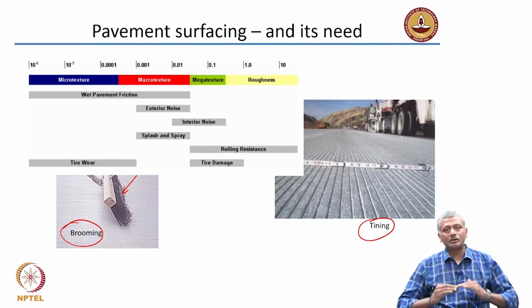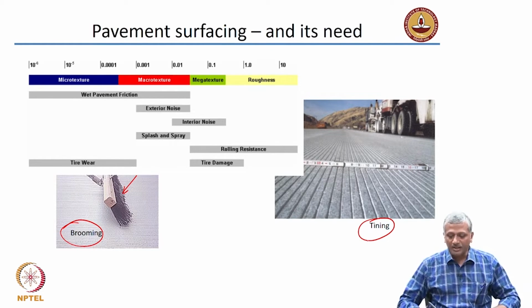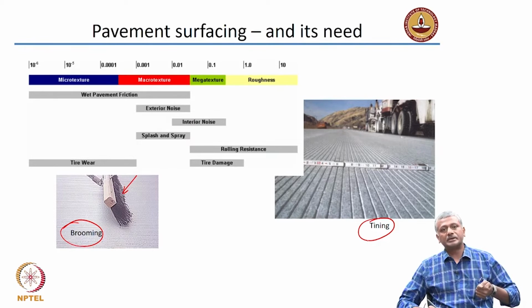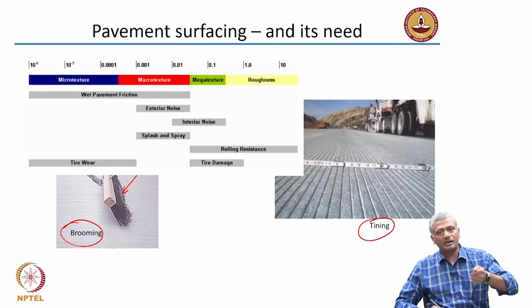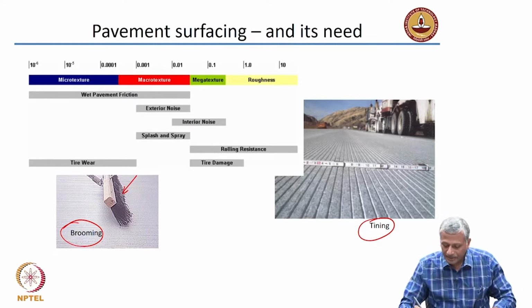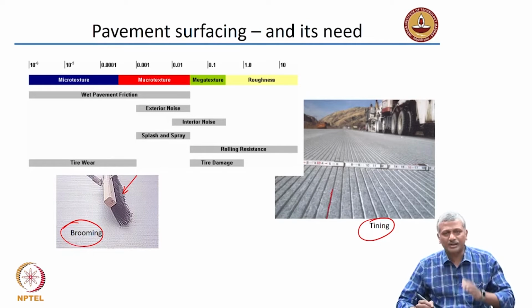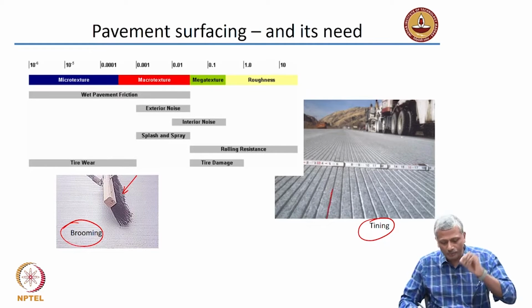Tining is, after the concrete surface has become hard, not very hard but somewhat hard, we take this grooving tool and cut a groove on top. This is not a cut rather, it's just a small groove that is provided on top.